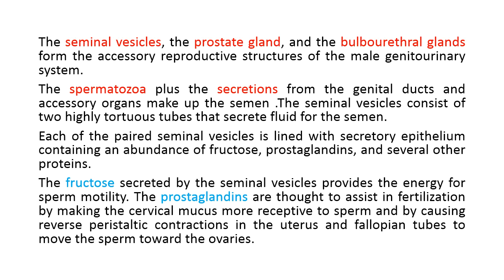Fructose, which is secreted by the seminal vesicles, provides the energy for sperm motility. Prostaglandins are thought to assist in fertilization by making the cervical mucosa more receptive to the sperm and by causing reverse peristaltic contractions in the uterus and fallopian tubes to move the sperm towards the ovaries.